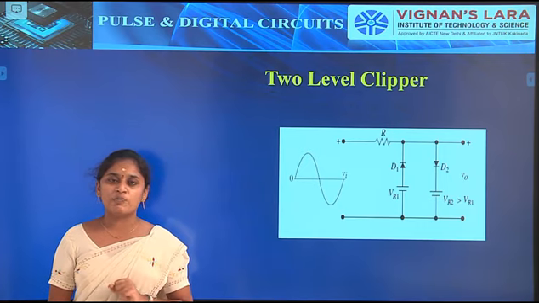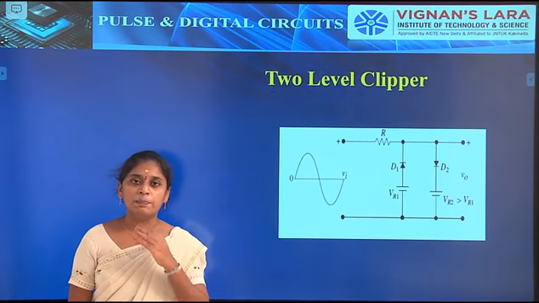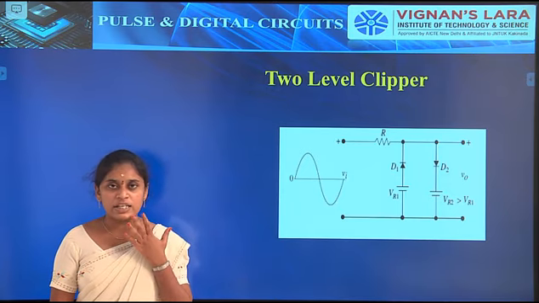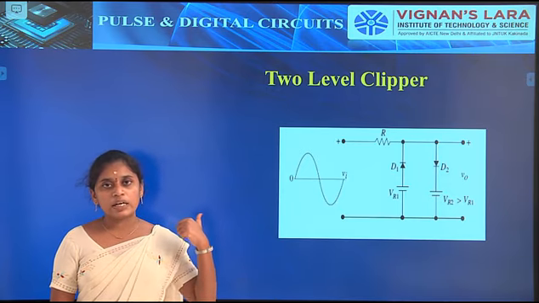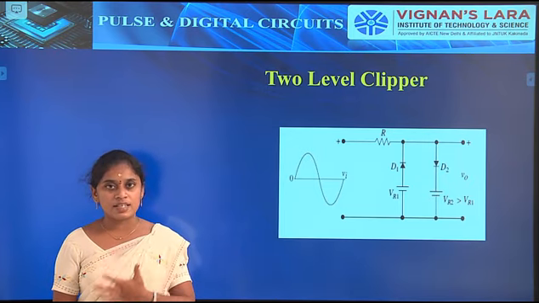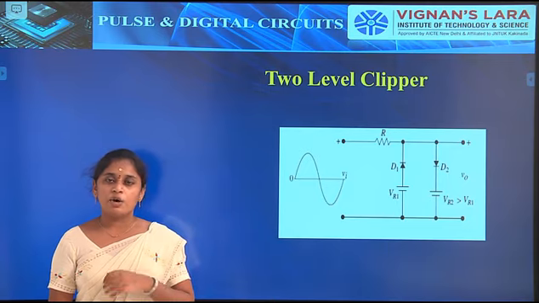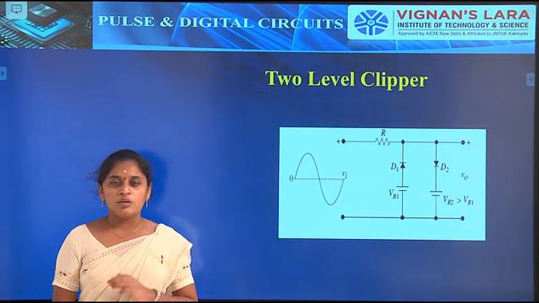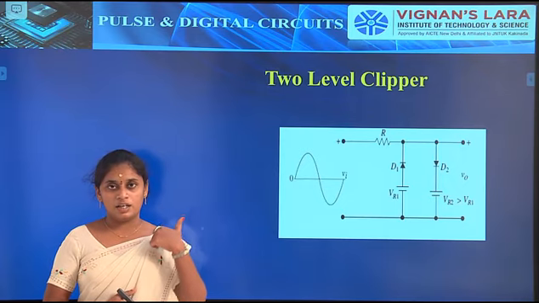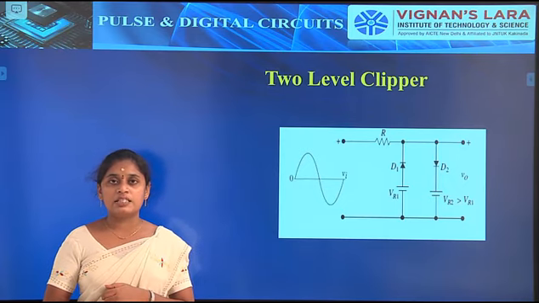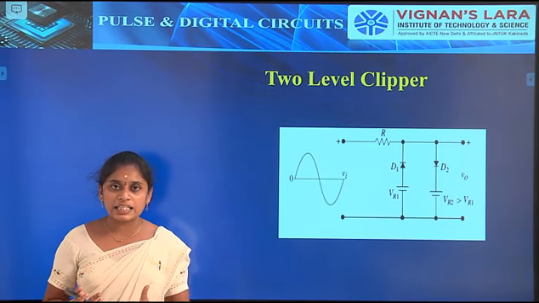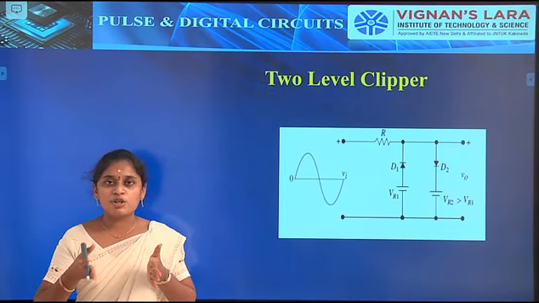What is the purpose of the clipper? Simply, we can say the clipper is used for cutting the input signal with a reference level. By using a two level clipper we clip both the positive as well as the negative part of the input signal, based upon the reference levels. It is also known as a slicer. Another name of the two level clipper is slicer. Why? Because it slices the input signal based upon the reference levels.